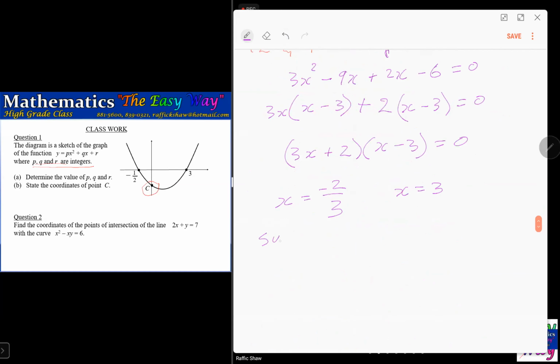I'm going to substitute into the line equation to find the y values, which is y equals 7 minus 2x. At the point, firstly, where x equals negative 2/3, the y value at that point is 7 minus 2 times negative 2/3.